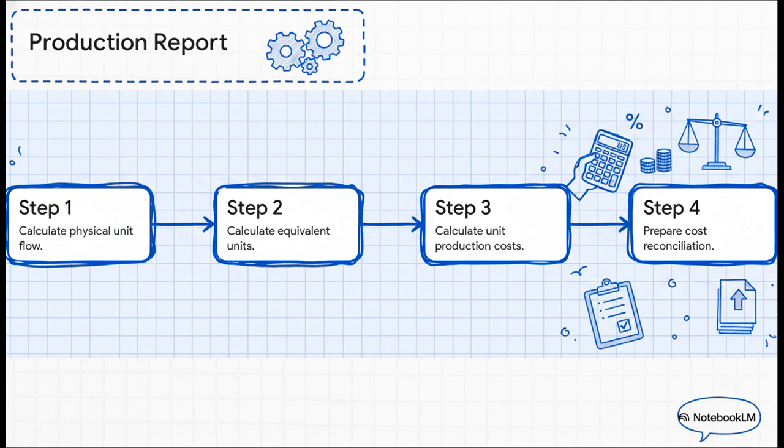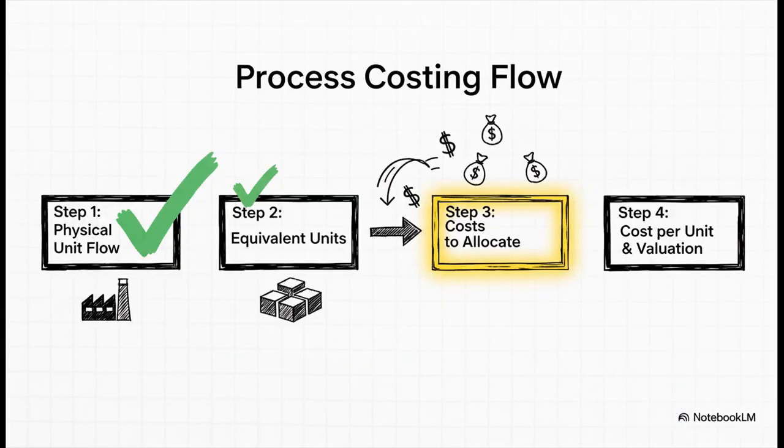The great news is we've actually already completed the first 2 steps. Right, just to formally check those boxes. Step 1, the physical unit flow we know is 900,000 units, and step 2, we just calculated our equivalent units, 900,000 for materials and 820,000 for conversion. So with the quantities sorted out, it's time to bring in the dollars and cents.